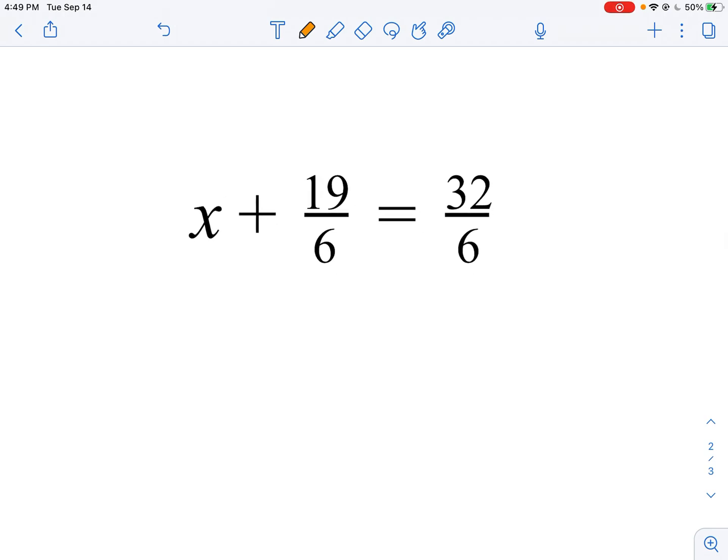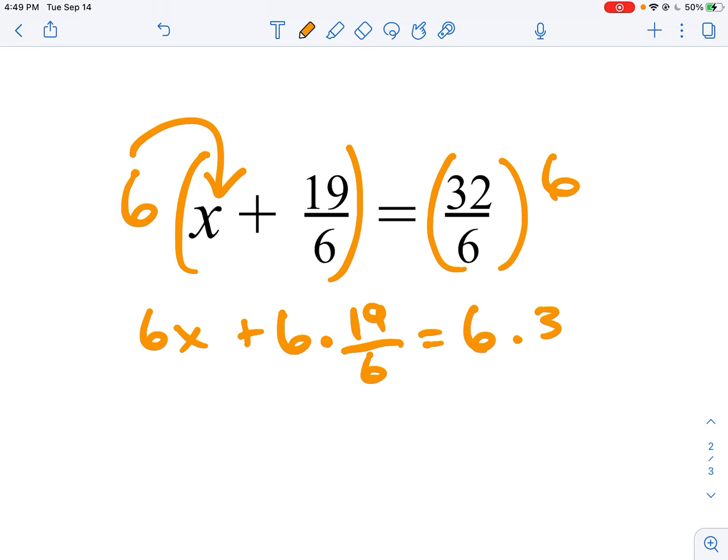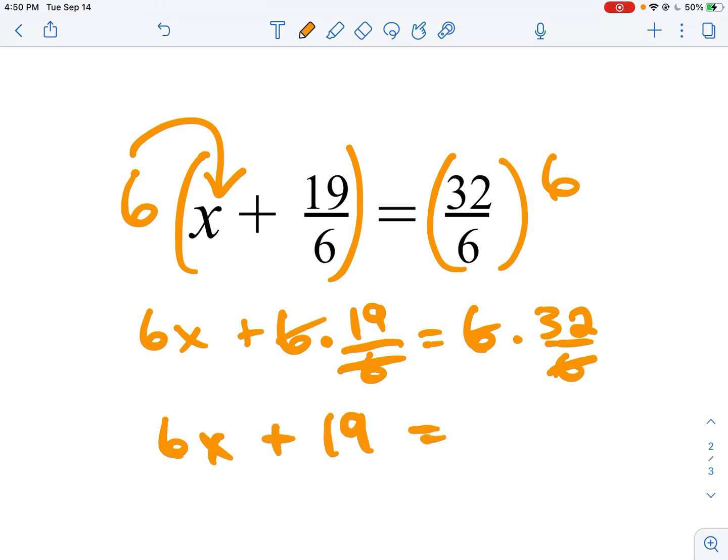Okay, there's only one denominator of 6, so I'm going to multiply by 6. 6 times x is going to get me 6x. 6 times 19/6 and 6, oops, I forgot the 6 on this side, times 32 over 6. So 6x plus these 6's cancel and I get 19. These 6's cancel and I get 32.